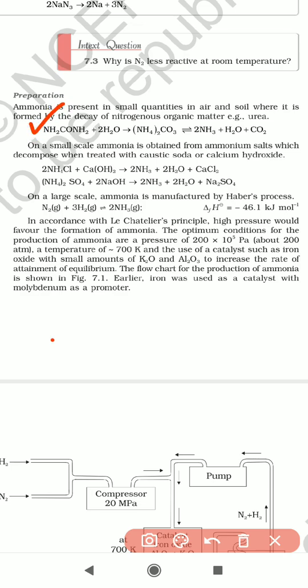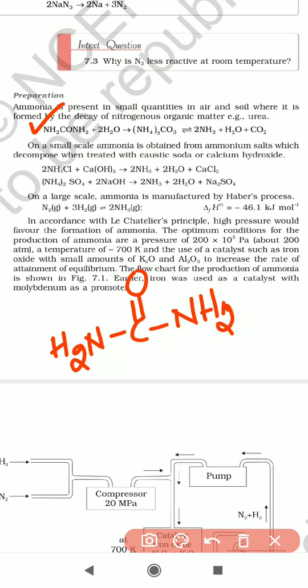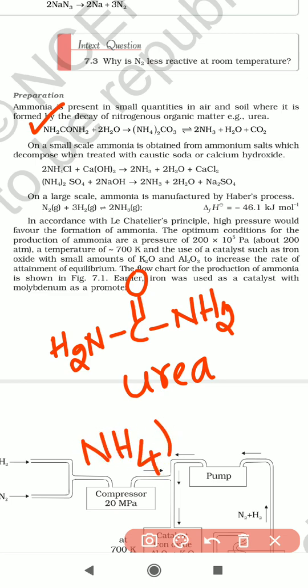urea. The structural formula of urea is NH2 C double bond O NH2. So this is the chemical formula of urea. If urea is treated with water, that is, hydrolysis, it forms ammonium carbonate, (NH4)2CO3.